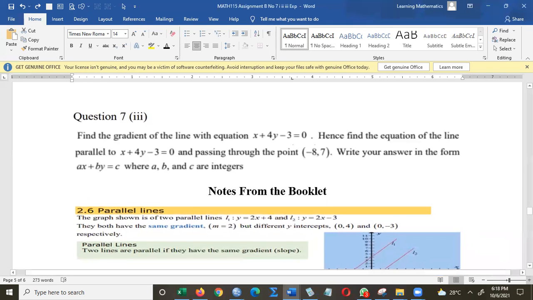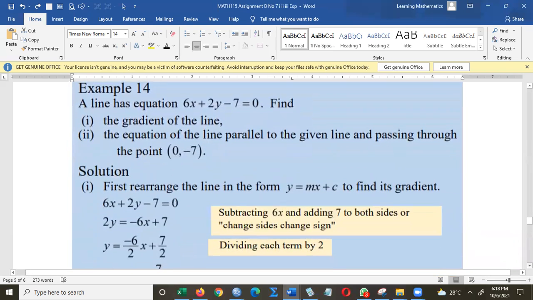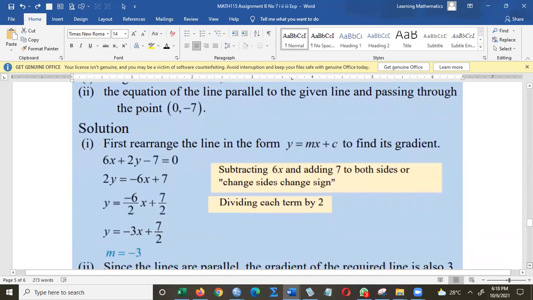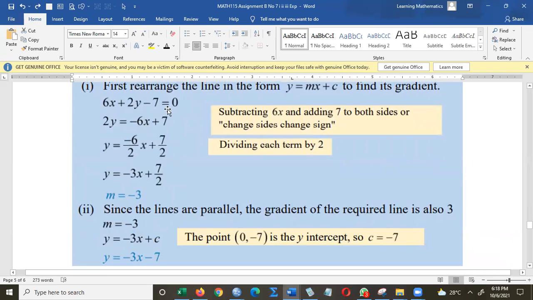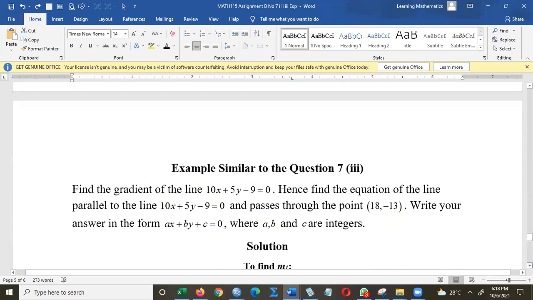Here you have some notes from the booklet with regards to this. Parallel lines have the same gradient. Lines in the equation of the form, find the gradient and then find the equation. So you have a similar example. As you can see how they rearrange and they make y the subject. So the gradient now is minus 3. So we take that minus 3 and the point that was given, and we find c, which is negative 7. And then now we can complete that new equation, y is equal to minus 3x minus 7, but we have to write it in a new form, which of course they did not show there. We can do it, take a look at it, but it's not done here.